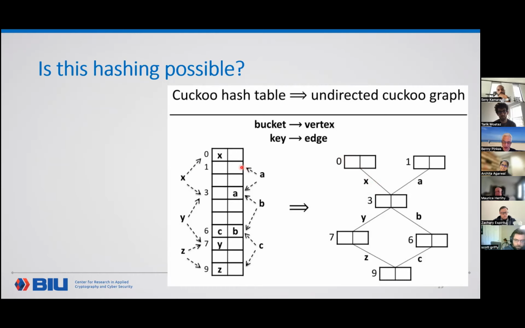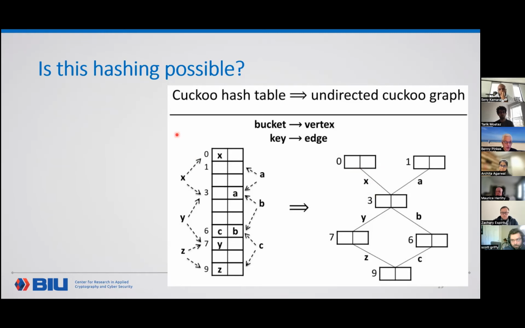And A is mapped to entries 1 and 3 in the table, so we have this edge between 1 and 3, etc. So basically, you take a table, you take the hashing functions, and you have a set of inputs. Each input defines an edge between two entries in the table. Each entry in the table is a node, and each input defines an edge between two nodes. So you get this graph.